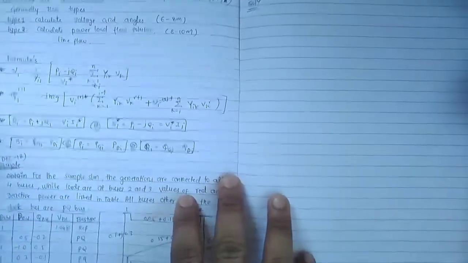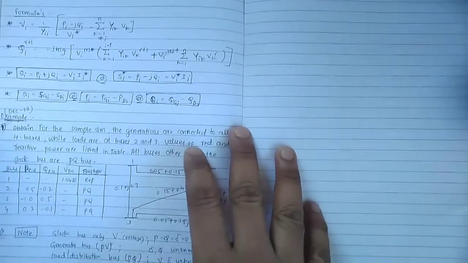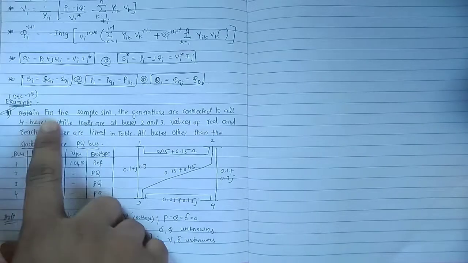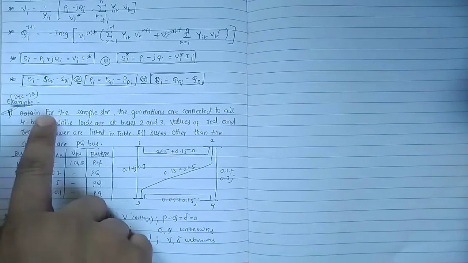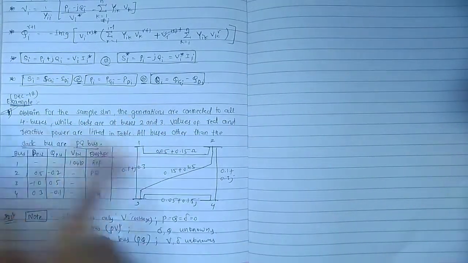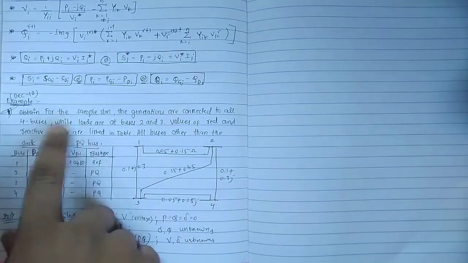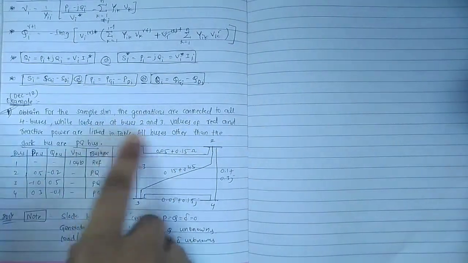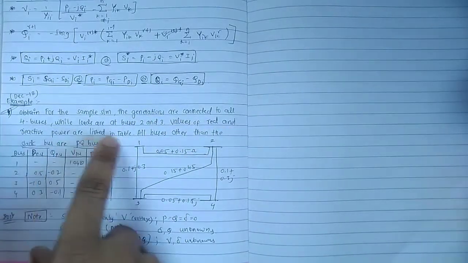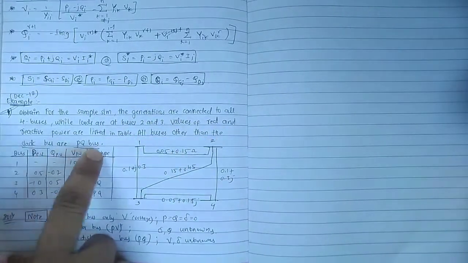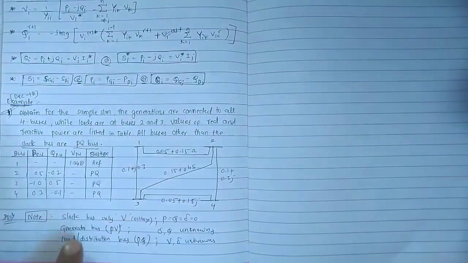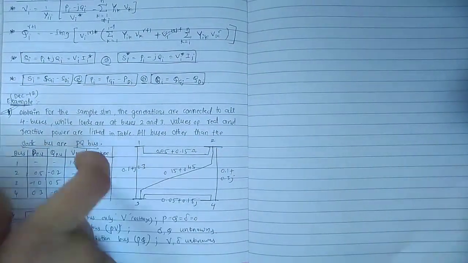Now let us go through one example. The question is given over here. For the sample system, generators are connected to all 4 buses, while the loads are at bus 2 and bus 3. The values of real and reactive power are listed in the table. All buses other than the slack bus are PQ buses. Note this. Let's go through the solution.